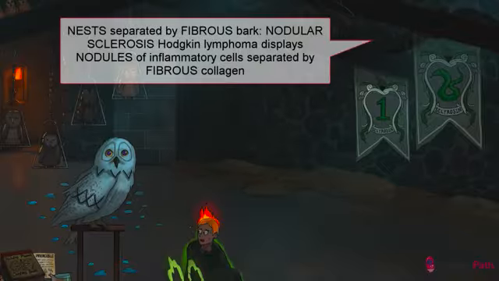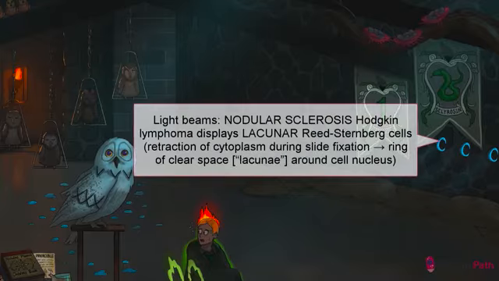Microscopically, the nodular sclerosis subtype shows distinct nodules of inflammatory cells separated by fibrous collagen bands. Kind of like the nest of cells up there, with that fibrous tree bark in between. Reed-Sternberg cells are rare, but present. So don't forget about Hodgwig over there in the middle of the room.